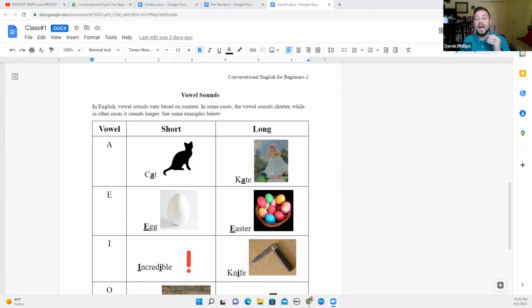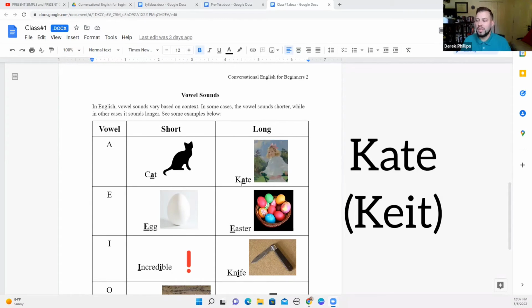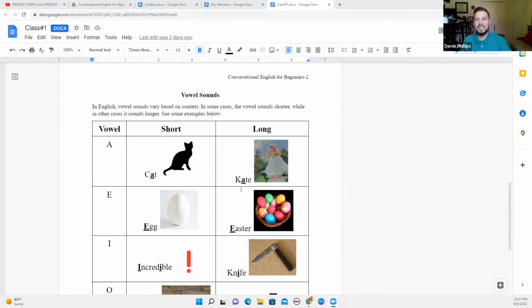And in this class, I want to use your existing knowledge of vowel sounds to practice pronunciation. So for many of my viewers, you may speak Spanish at home. And this is a great point of reference because I will show you what the phonetic sound should be. So the word is spelled this way, but it sounds like Kate. So our A here sounds long, Kate.